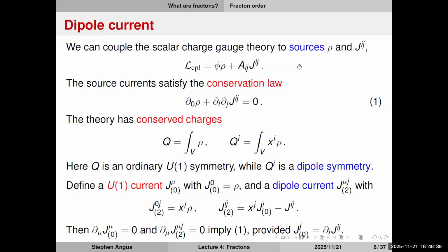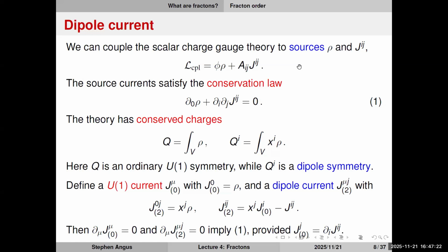And if we then define a U1 current whose zero component is this rho, and a dipole current that has this particular combination of rho and Jij entering into it, and is related to the spatial component of the U1 current as well, then each of these is individually conserved in the usual way, or each of these being conserved implies this first equation, provided that these components are related.